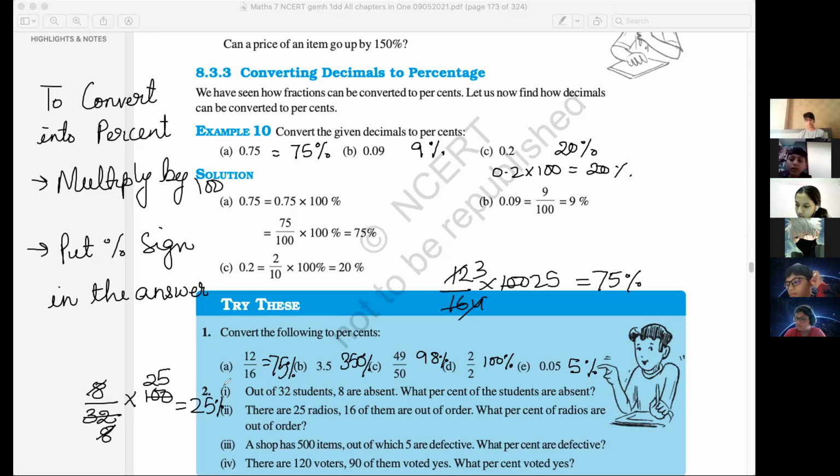Ma'am, how 25, ma'am? It is 8 now. How 25? If it is 4, then 25. You divide with 4, it will be 12.5.